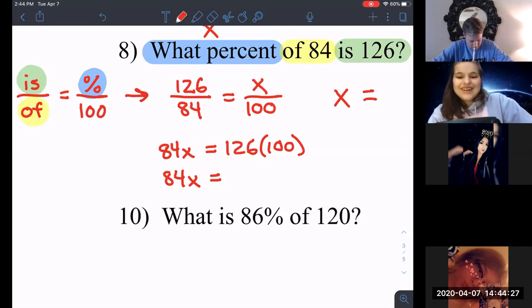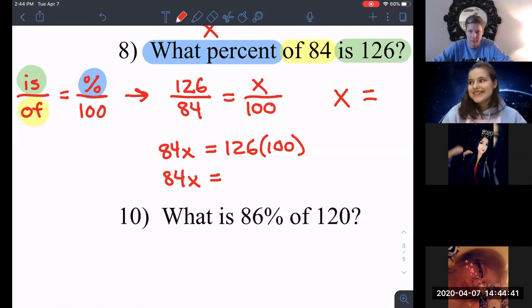Okay. I don't know how to say this number. Just tell me what the digits are. Okay. 10584. Did you get that when you multiplied 126 and 100? Oh no! Nope. Never mind. No, I divided 126 by 84. Yeah, but I did get 126.